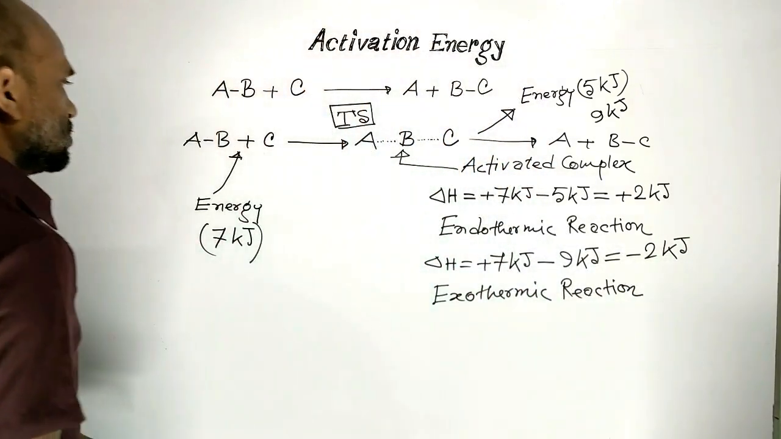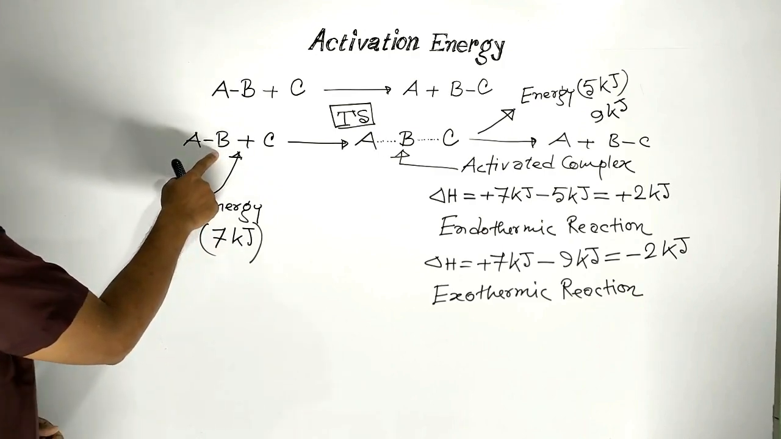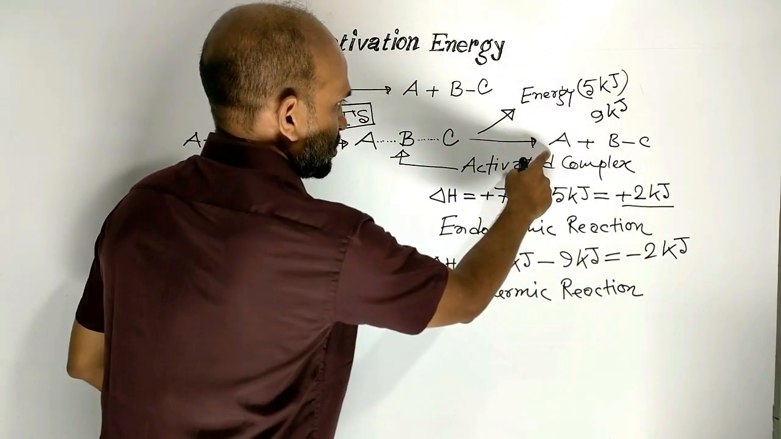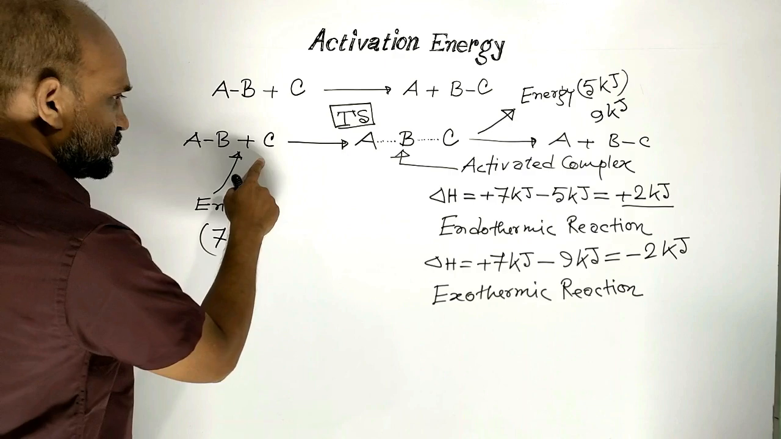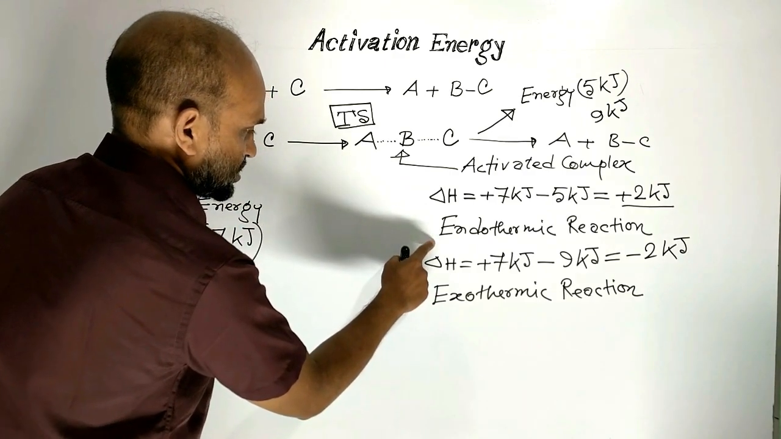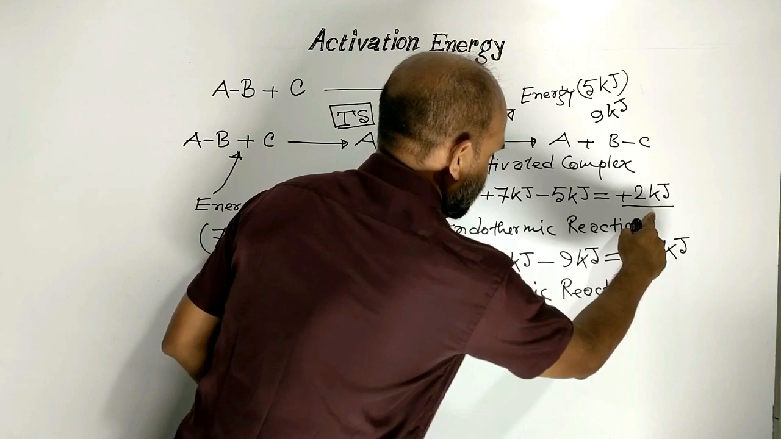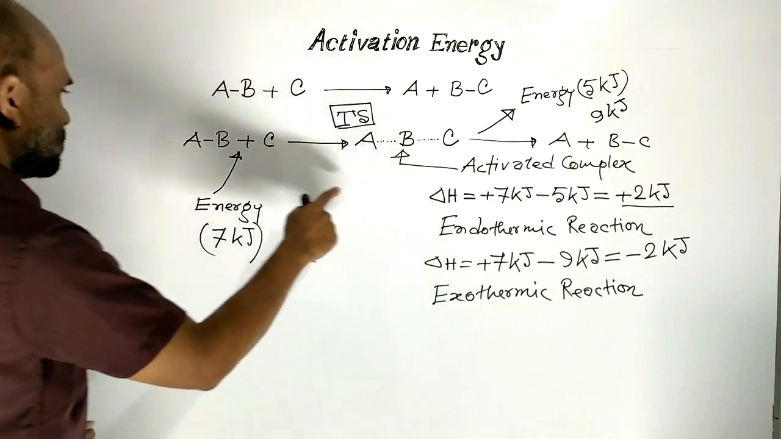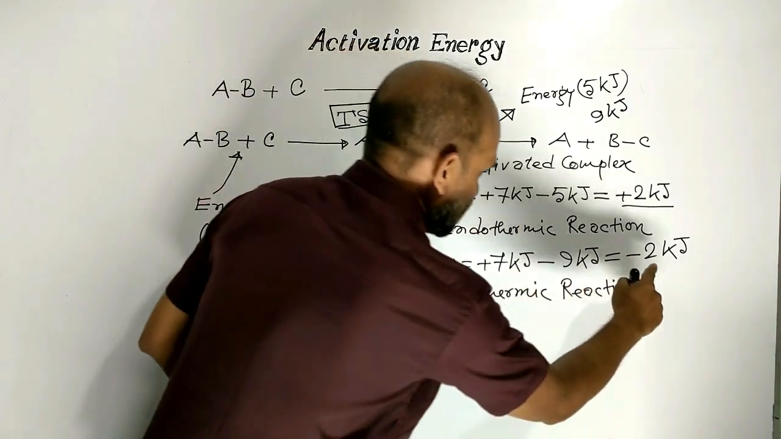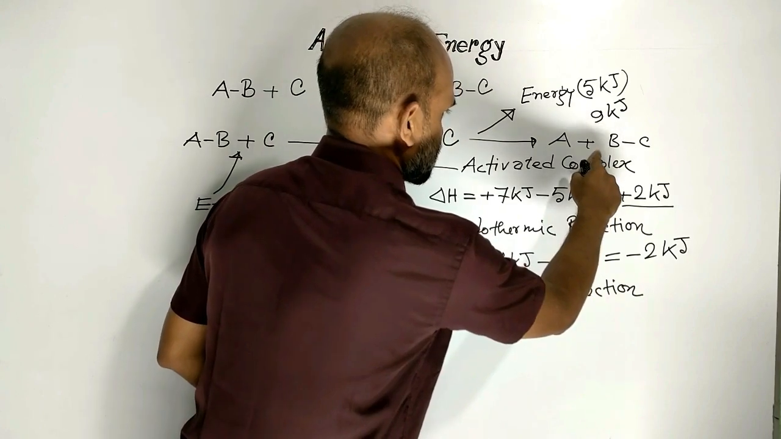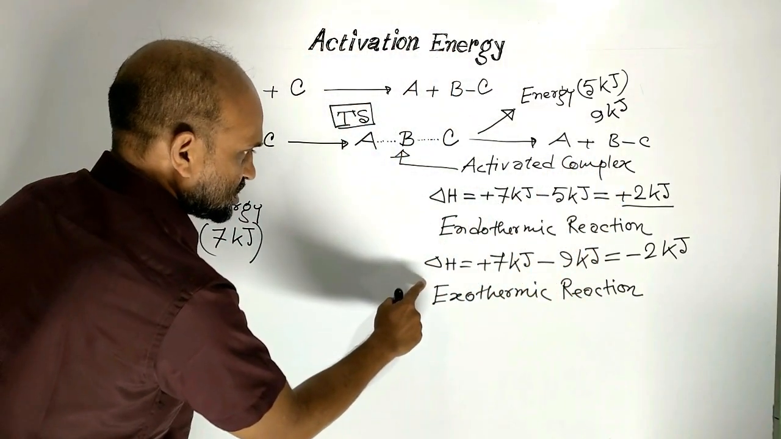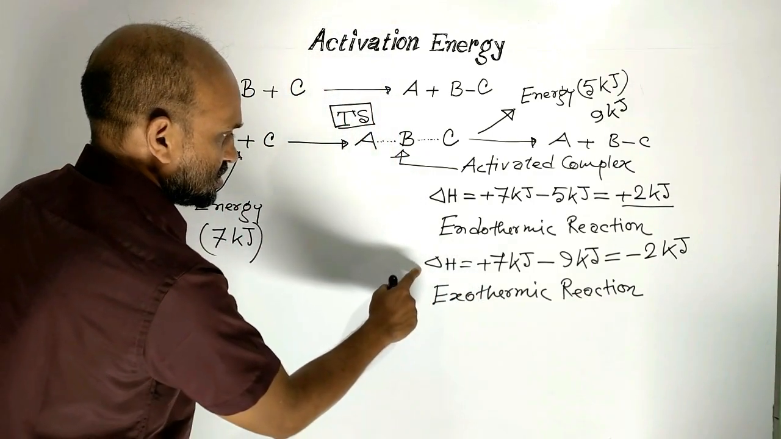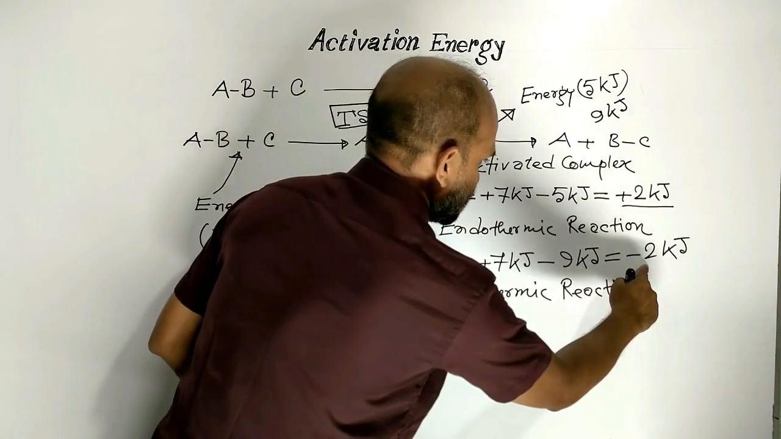That is, when a reaction absorbs some amount of heat with the formation of the products, then this reaction is called endothermic reaction, and the amount of heat absorbed is denoted by delta H. And when a reaction releases some amount of heat with the formation of the products, then this reaction is termed exothermic reaction, and in this case the value of delta H will be negative.